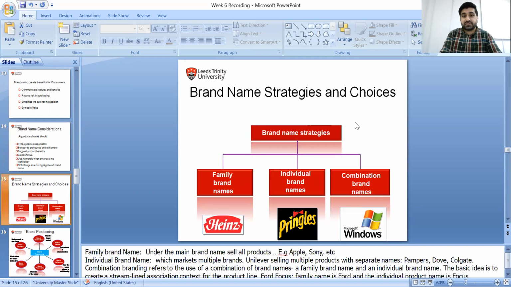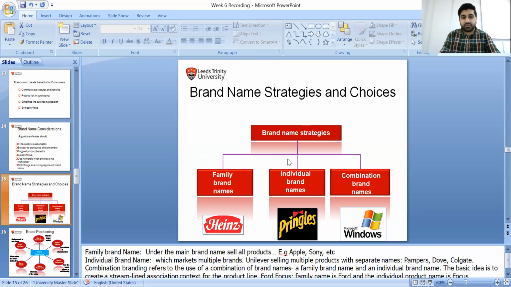Brand name strategies and choices. Whenever we are launching a new product, we have to keep in mind three different strategies. Number one, family brand names. Basically, under the family brand name, the main brand name sells the product. For example, Apple or Sony, or there are many other examples. So under the main brand name, those companies are selling their products.